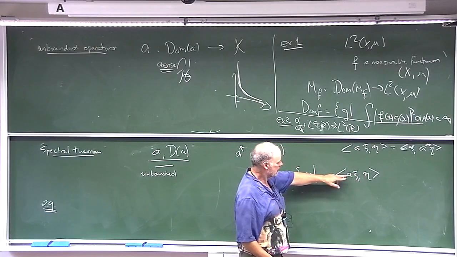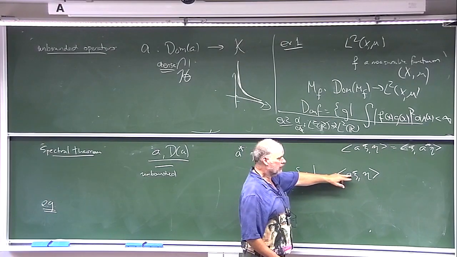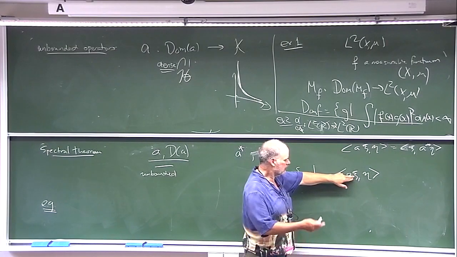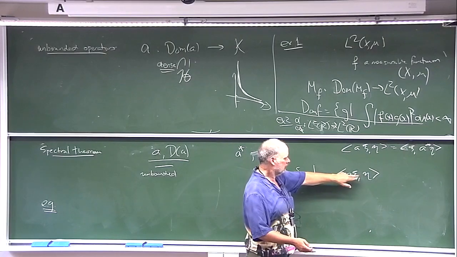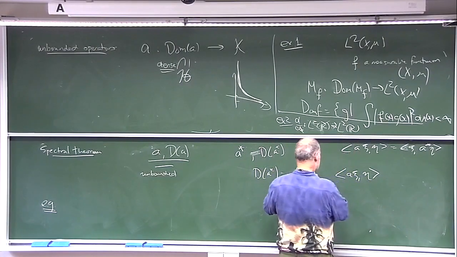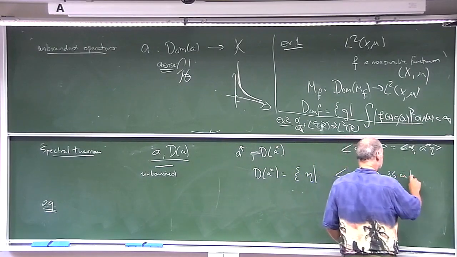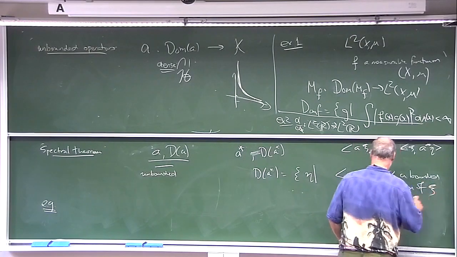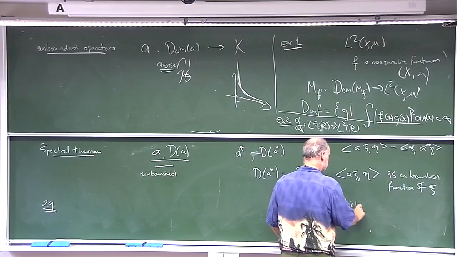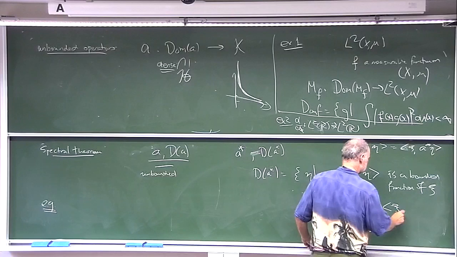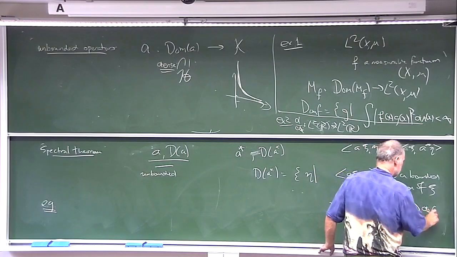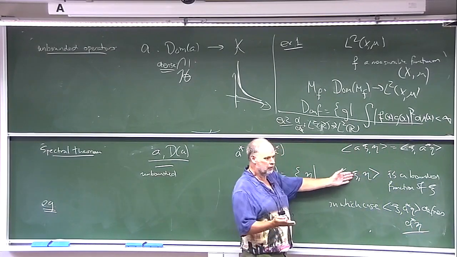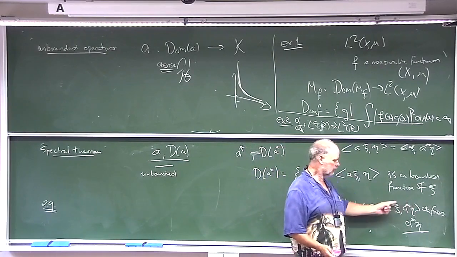So if you take this, and if this is a bounded linear functional of psi, then by Hilbert space structure, that means that there is a vector A star eta such that this formula holds. So this is the set of all eta such that this is a bounded function of psi, and in this case, if this happens to be a bounded function of psi, then by Hilbert space duality there has to be a vector A star eta such that this formula holds.